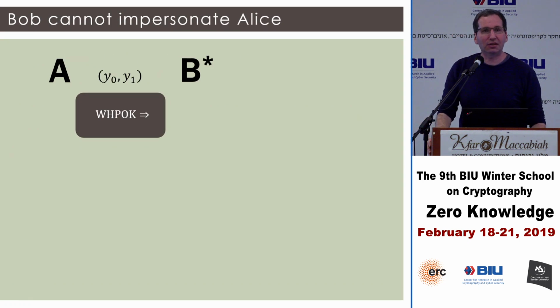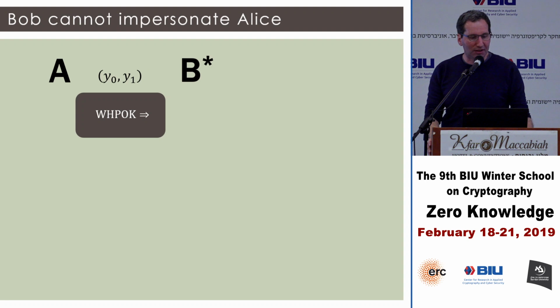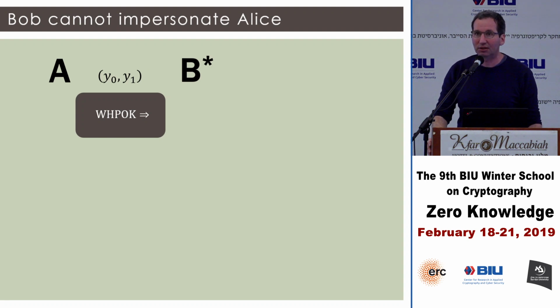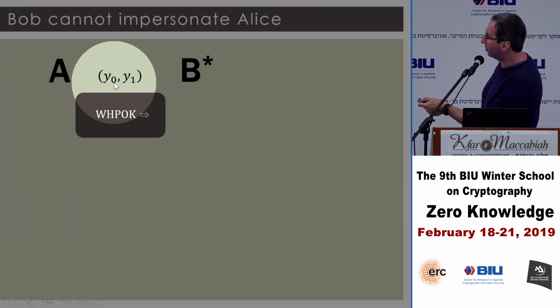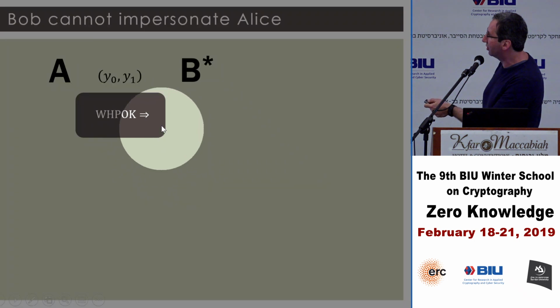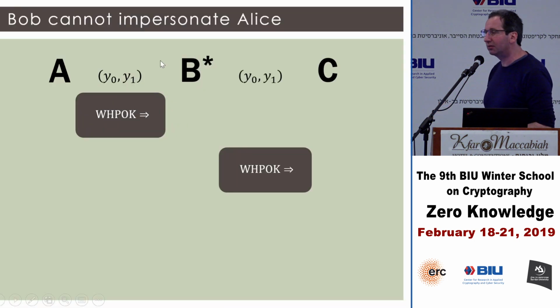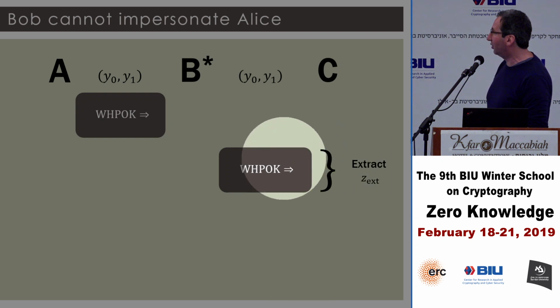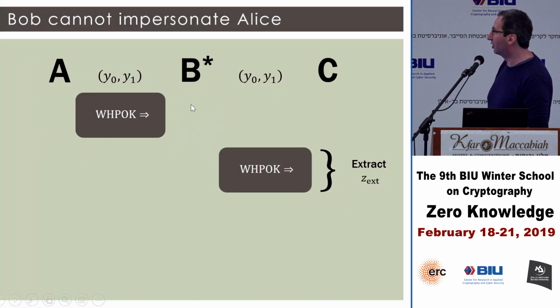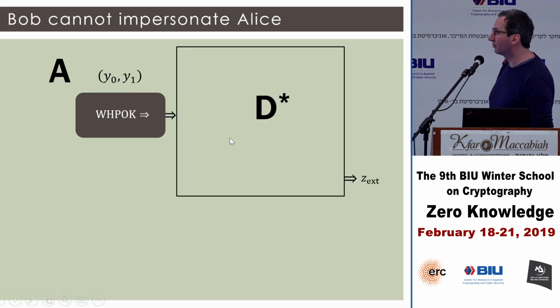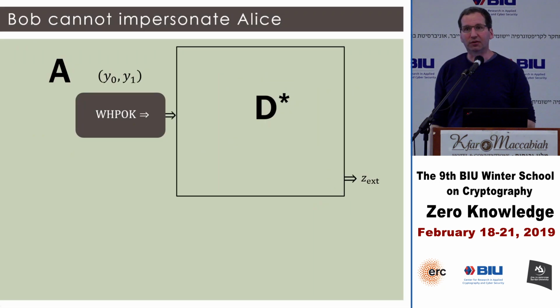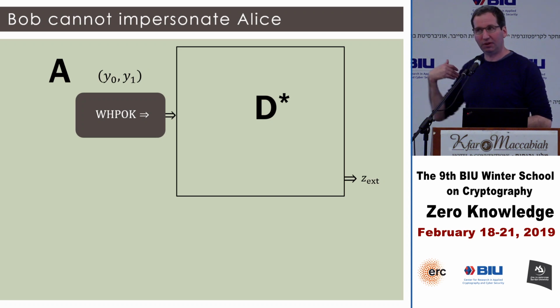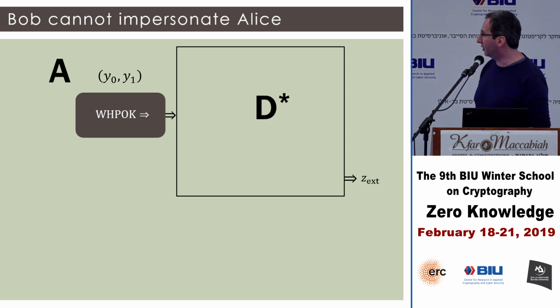Okay, so let's use witness hiding. We're getting close to the end. Let's use witness hiding to show that Bob cannot impersonate Alice. So here we have the statement generated by the generator. Here we have a witness hiding proof of knowledge, and here we have this cheating Bob. Bob tries to convince Charlie using a witness hiding proof of knowledge. If you can extract following the interaction from Bob, then you could extract without the interaction. That's what the definition of witness hiding says. If you could have extracted with the interaction, you could have extracted without the interaction.